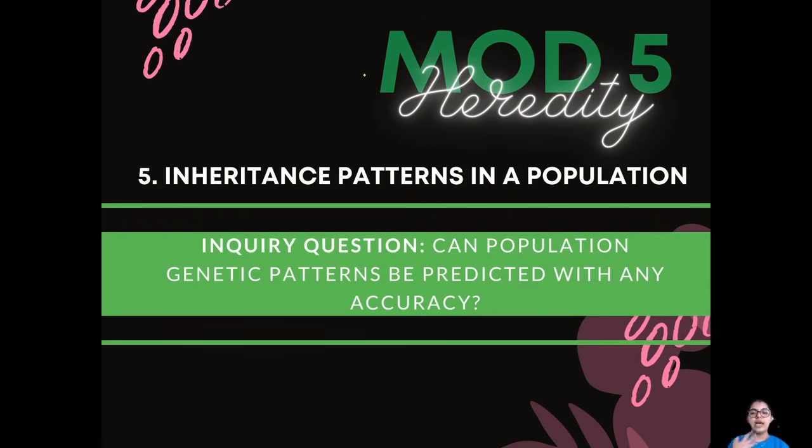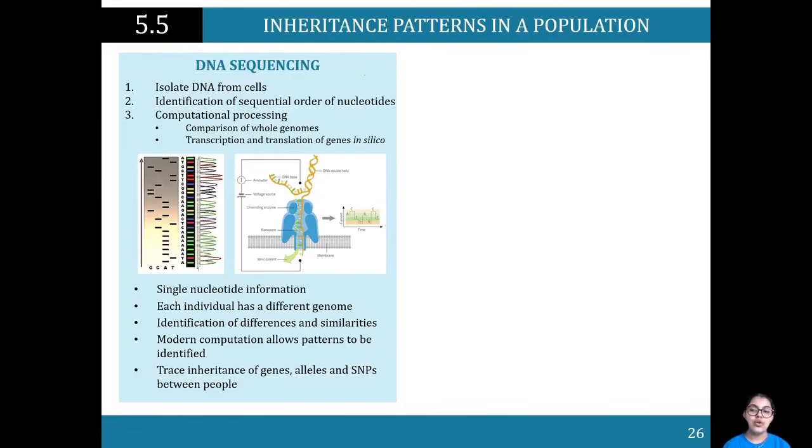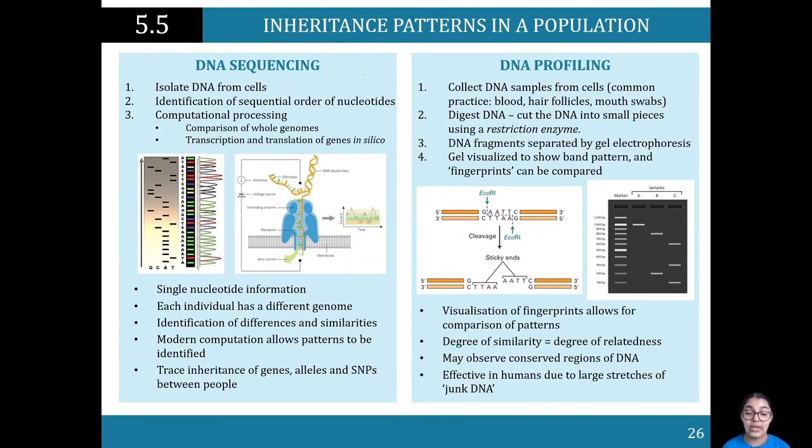And finally, inheritance patterns in a population. So let's keep going so we can get to module 6. This is where we consider how a population's genetic patterns can be predicted with any accuracy. So here we have two techniques we need to know when it comes to inheritance patterns.